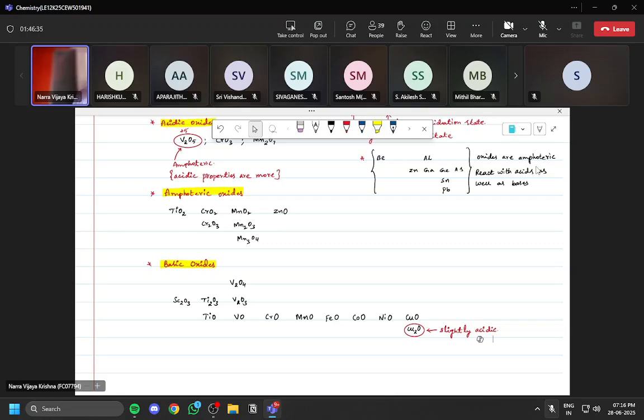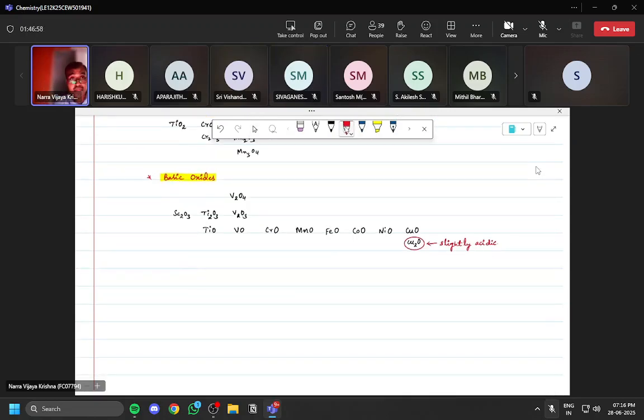Then zinc oxide. Right? Zinc oxide you already know. So remove that. The remaining 6 you need to remember. Clear? MnO2, Mn2O3, Mn3O4, CrO2, Cr2O3, TiO2. These are amphoteric. Remaining all are basic. Any queries regarding this? Do you have any queries? What are mixed oxides?